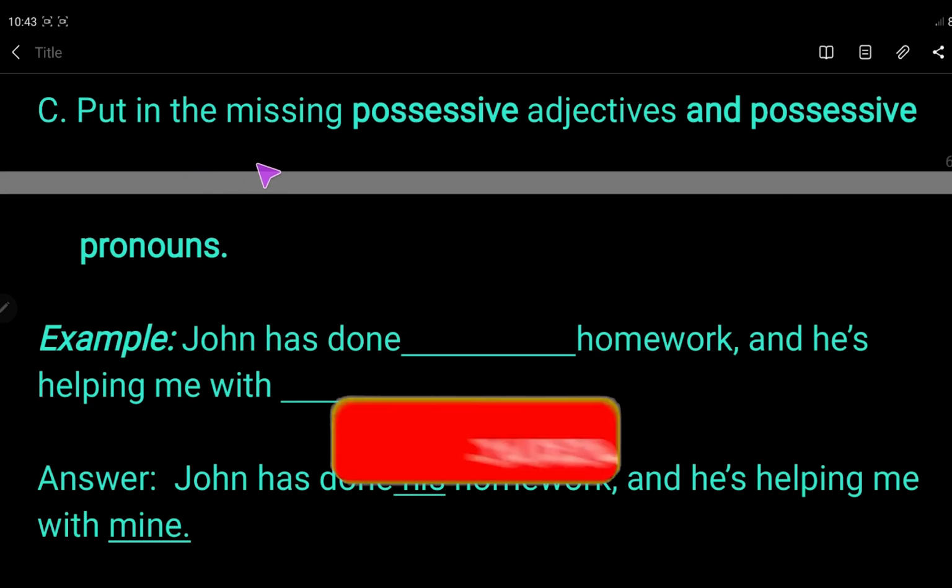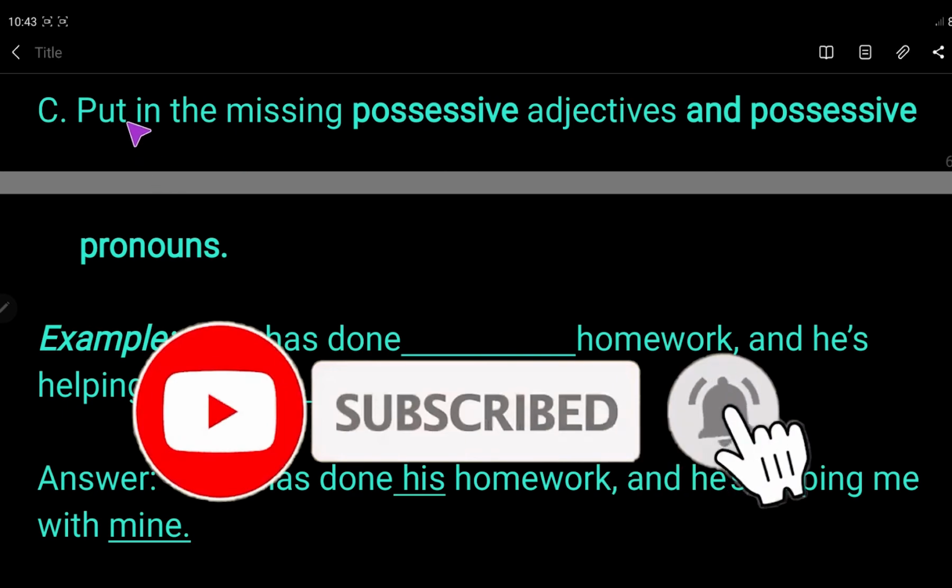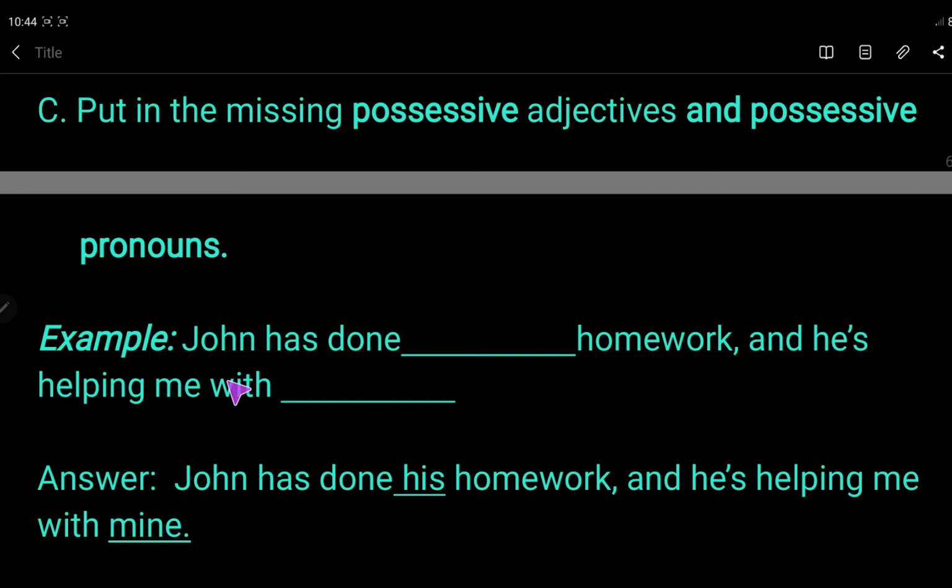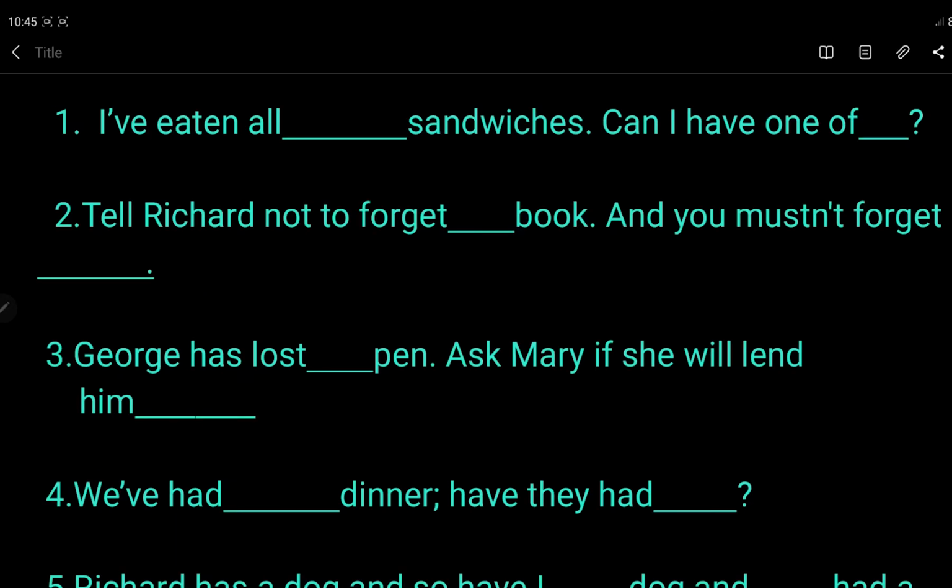Now we will do another easy exercise, that is C number exercise. Put in the missing possessive adjectives and possessive pronouns. Here one is done: John has done his homework and he is helping me with mine. Now we will write the answers to the following questions. To do this exercise, we need to use possessive adjectives and possessive pronouns in the blanks. It is easy work to do and it is hard also if you do not understand when you will use possessive adjective and when you will use possessive pronoun.